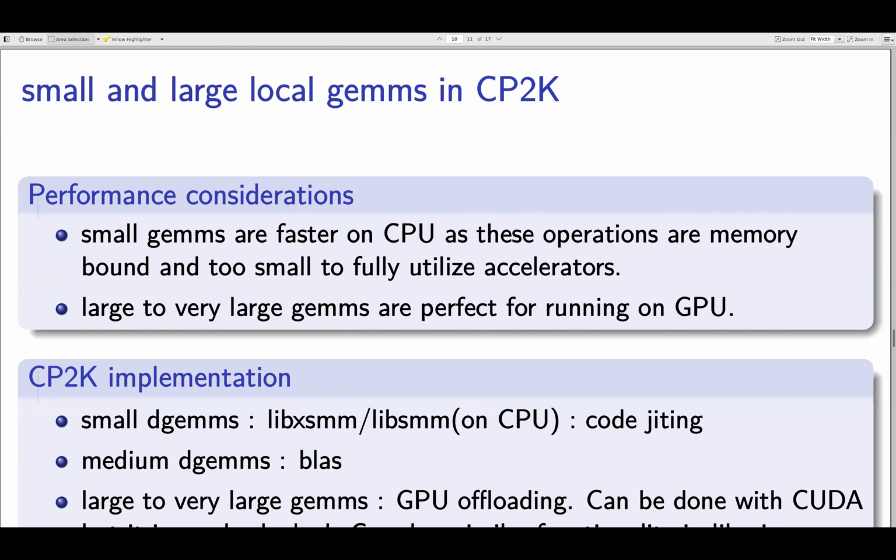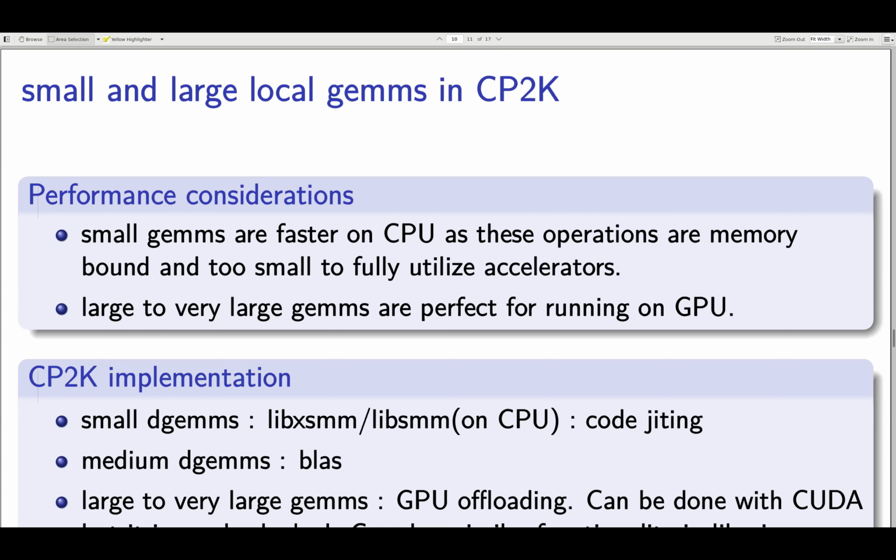Something that I didn't really discuss yet is that CP2K, like many other DFT codes, is often dominated by matrix multiplication. And in CP2K, we actually have quite a few different matrix sizes and shapes, which means that we can have small matrix multiplications, quite a lot of those, or very large matrix multiplications. And solving this problem in a generic way is actually difficult.